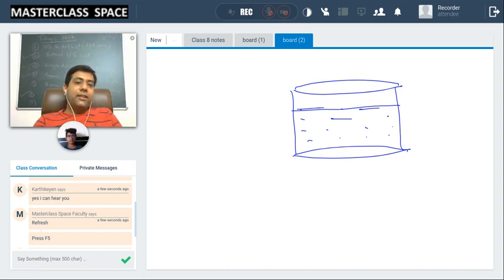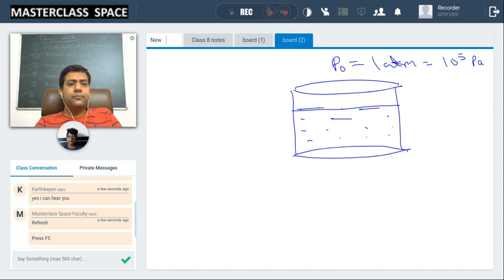Everyone is experiencing a pressure that's called atmospheric pressure, which we denote by P naught. Its value is 1 atm, 1 atmosphere, which is equal to, in fact, we write 10 to the power 5 pascals. It's actually 10325, something like this. So we write 10 to the power 5 pascals. See, this water is there on top. This is the bottom, the flat surface, which has water above it. So do you think the pressure here and the pressure here are going to be the same? No. Where is it going to be more? Underwater, on this flat surface, it's going to be more. But how much more?